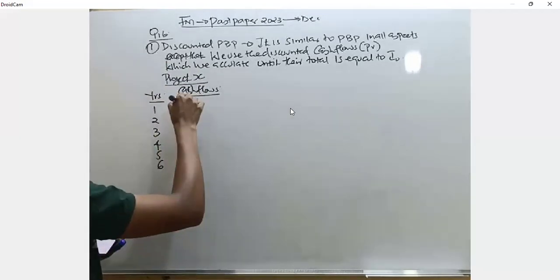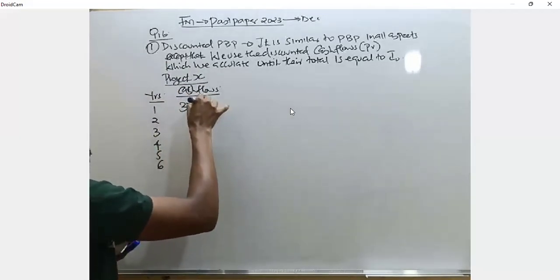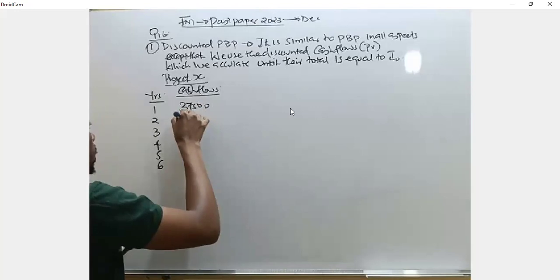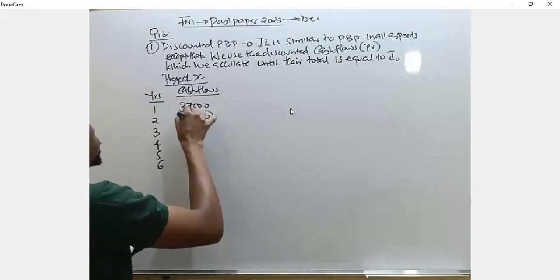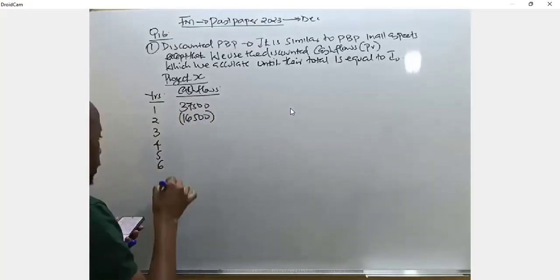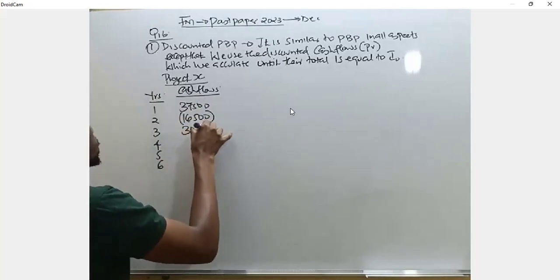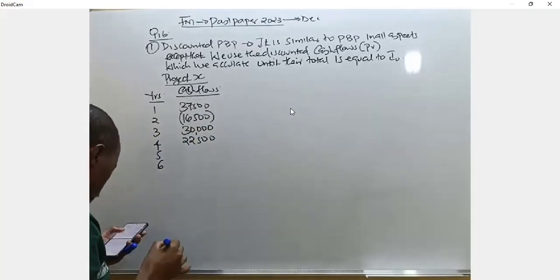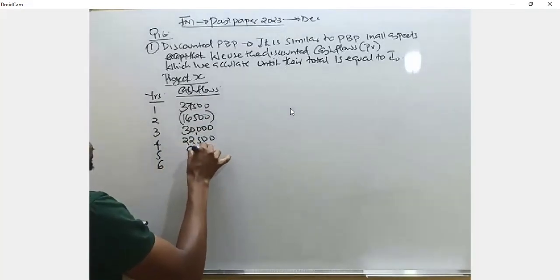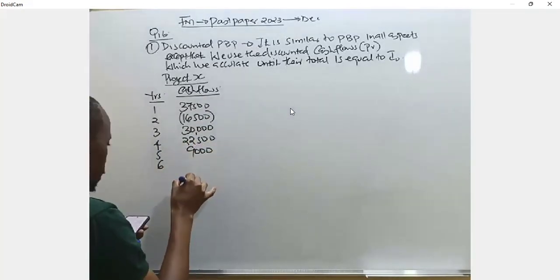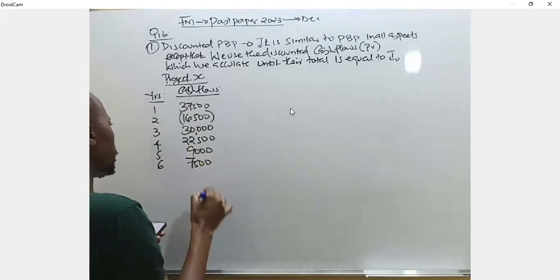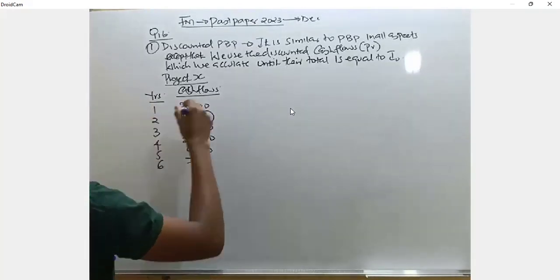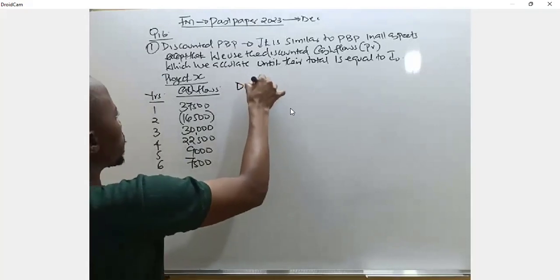Then year 1, we have 7,500. Year 2, we have 16,500, which was a negative. Year 3, 30,000, then we have 22,500, then 22,500 negative, we have 9,000, and then we have 7,500. Correct. Then let us calculate it by picking our discount factor.